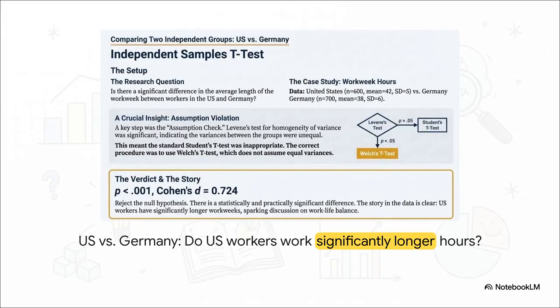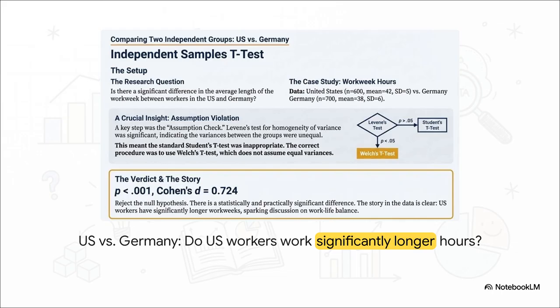Okay, that was one group against a number. Pretty straightforward. But what happens when you want to compare 2 completely separate groups? Let's say we have data for US workers and German workers. The research question is simple: do they work different hours? This sounds like a perfect job for an independent samples t-test.